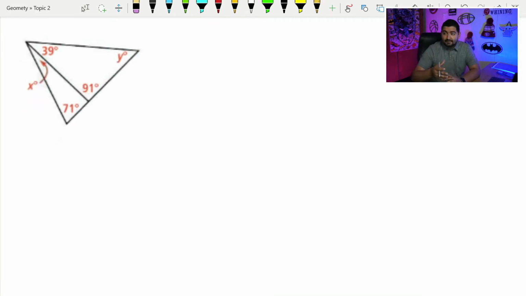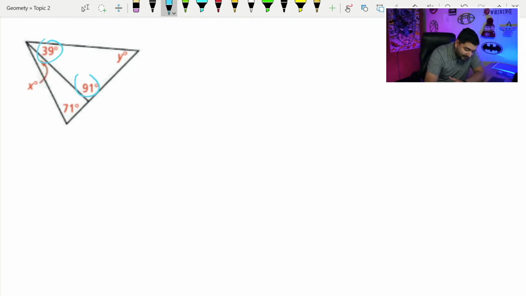So now let's take a look at this problem. We also have an x and a y. Unlike the last problem where we had to find x first, in this one we're actually able to find y first, because in this triangle we have two of the three angle measurements. So let's go ahead and set up that equation.